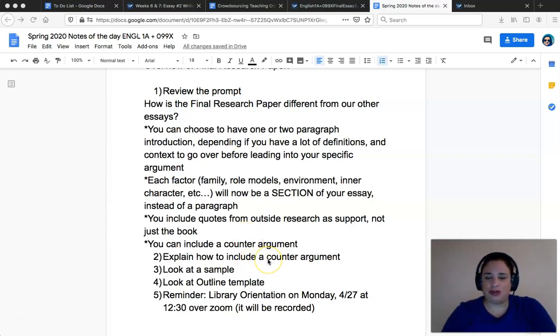I'm going to go over what a counter argument is. This may be review, depending on which class you're in, but I think it's good to review it. We're going to look at a sample essay. We're going to look at the outline template, which is going to be the first step in this research essay process. And then we'll talk about how to do research and what resources you have.